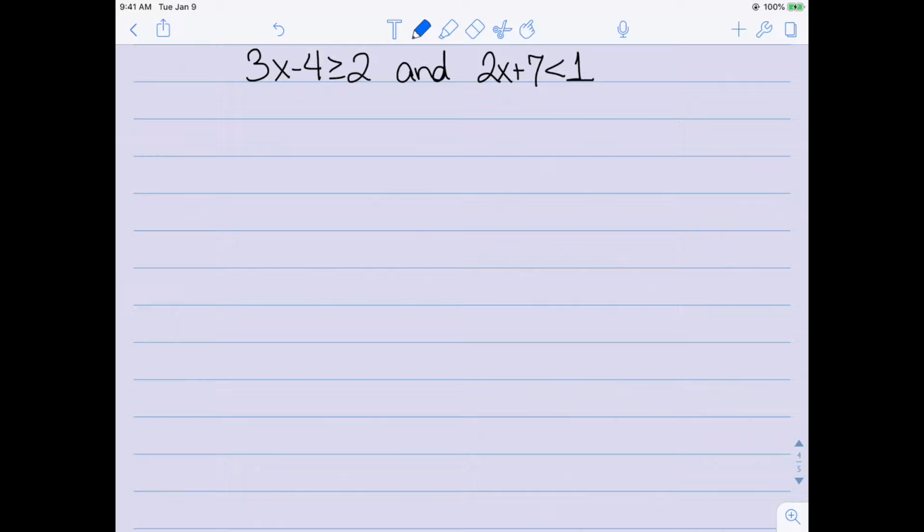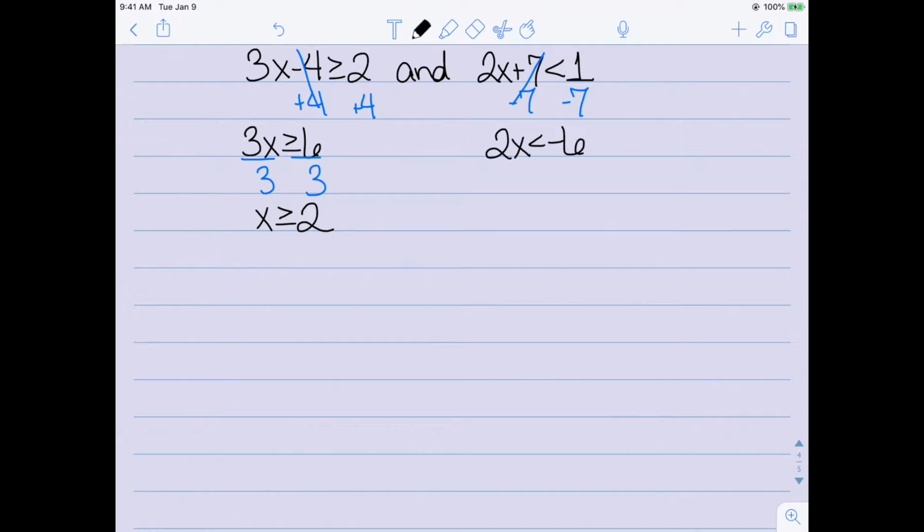For my next one, let's consider 3x minus 4 is greater than or equal to 2, and 2x plus 7 is less than 1. I start with my first inequality by adding 4 to both sides. That gives me 3x is greater than or equal to 6. I can then divide both sides by 3, and I get that x is greater than or equal to 2. For the second inequality, I subtract 7 from both sides, and that gives me 2x is less than -6. I then divide both sides by 2, and I get that x is less than -3.